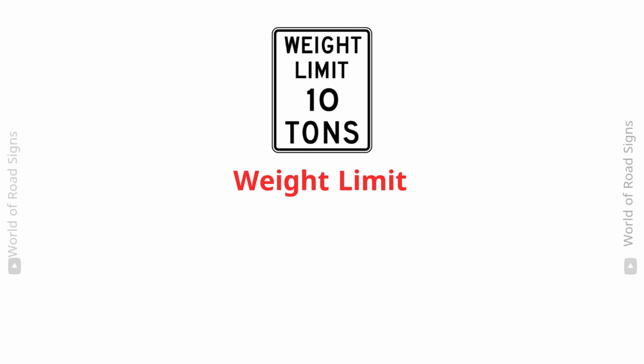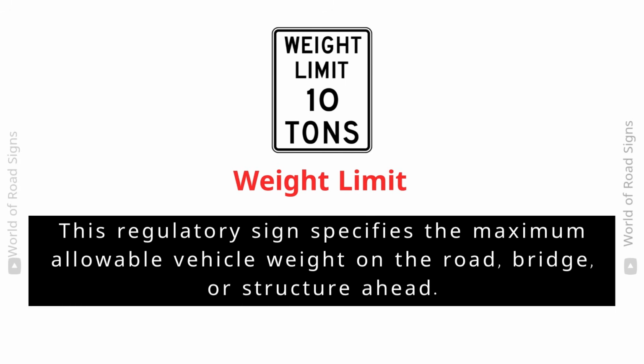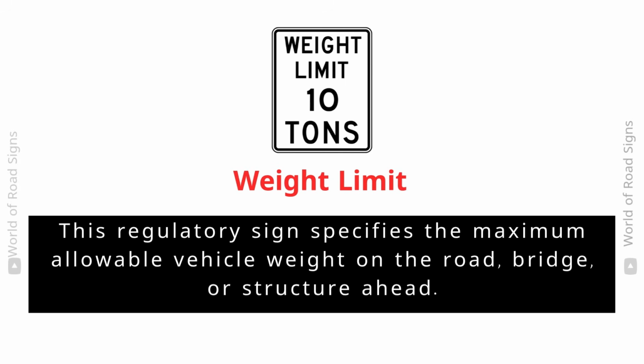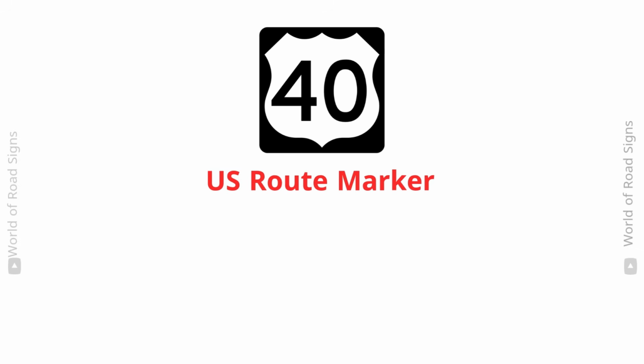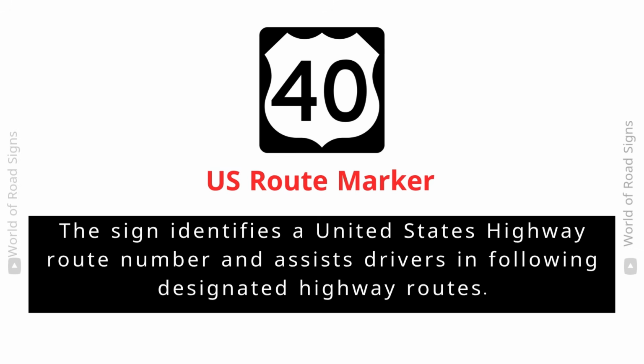Weight limit. This regulatory sign specifies the maximum allowable vehicle weight on the road, bridge, or structure ahead. U.S. route marker. The sign identifies a United States highway route number and assists drivers in following designated highway routes.